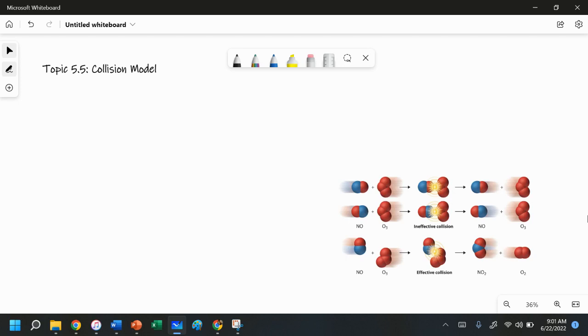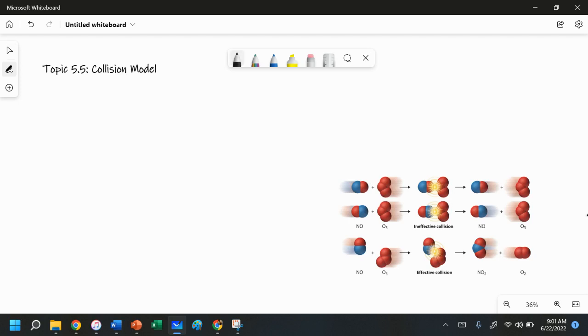The collision model says that two things have to occur in order for a collision to result in a reaction. The first is that reactants have to collide with sufficient energy for bonds to break and new bonds to form. So there must be the required activation energy for the reaction to occur. The second part of the collision model says that the reactants must be oriented in the correct manner in order for an effective collision to occur. So we're going to look at these two different parts of the collision model individually.